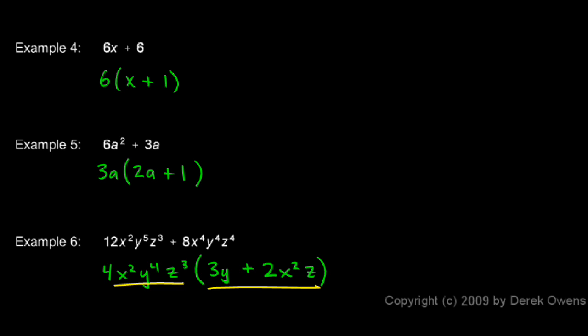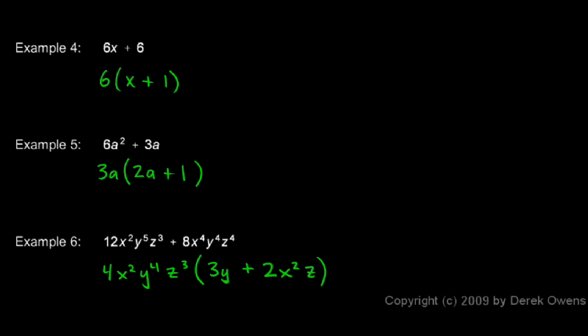multiply this by that, I should get my original expression, and to do that I have to distribute. So I have to multiply this by the 3y, and that gives me that, and then I have to multiply this by the 2x squared z, and that will result in that. So this is my answer, and we're done. It's factored.